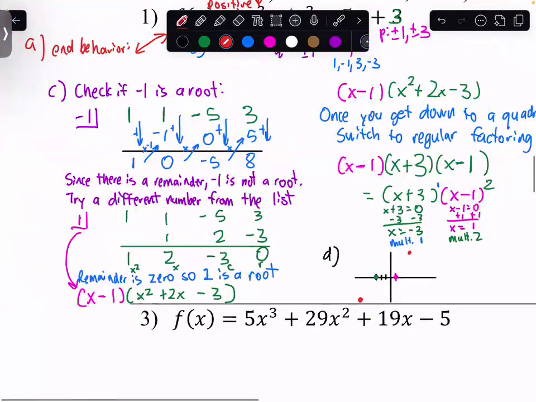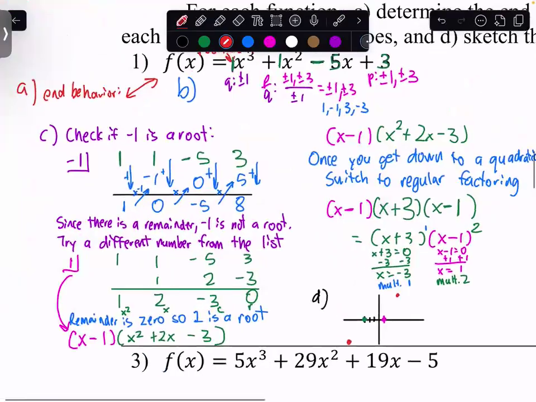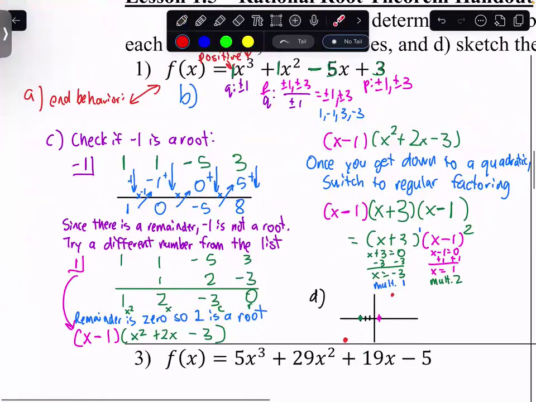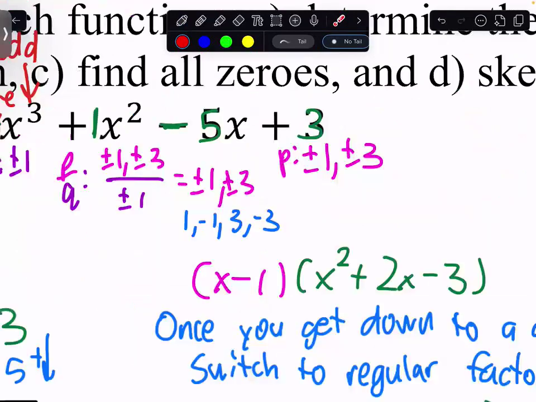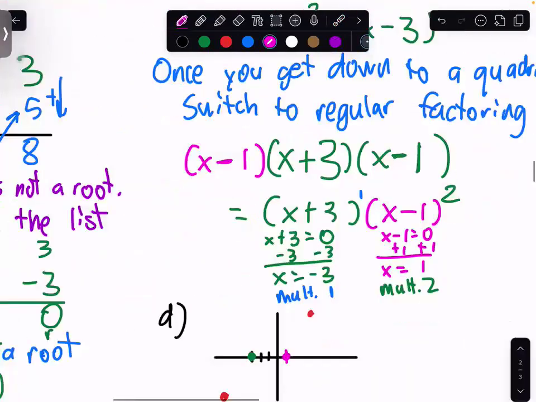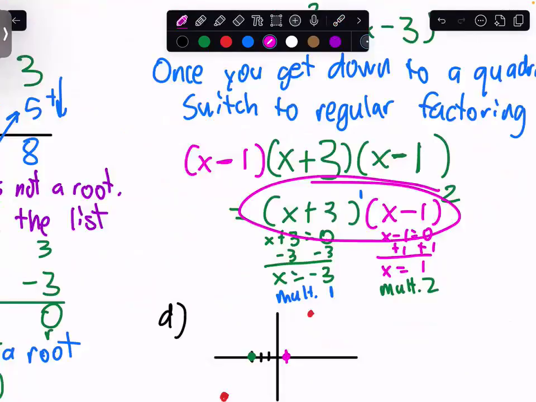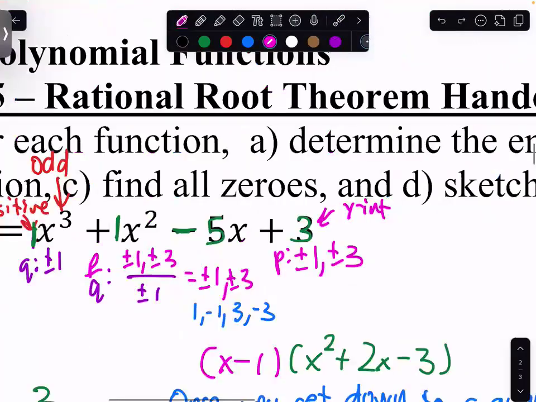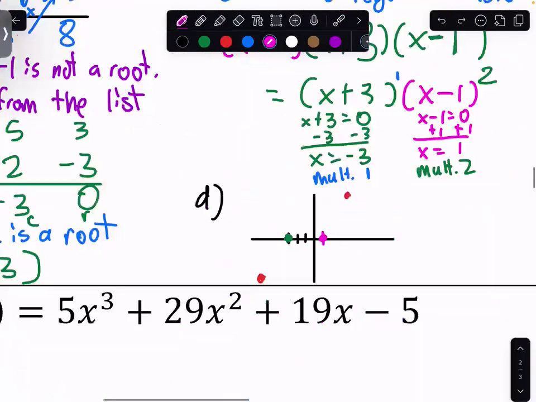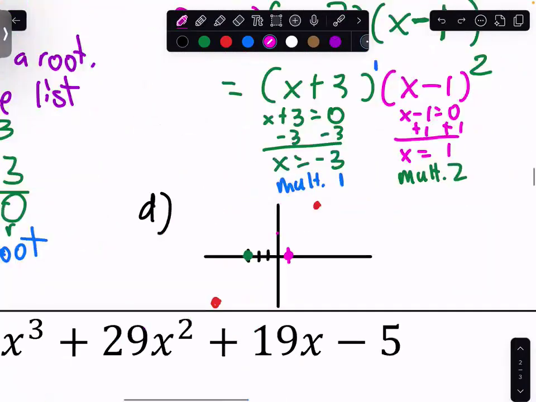Okay, and then for graphs, we also need the y-intercept. The good news is because you are starting in standard form, the y-intercept is simply the constant. Right? You don't need to plug 0 into the factored form and simplify, though that would work. Standard form is good for finding the y-intercept.